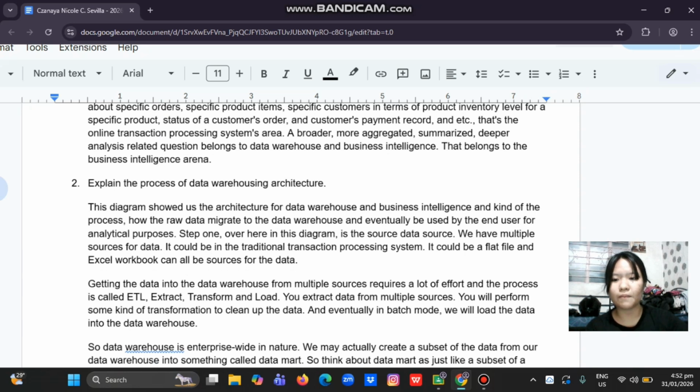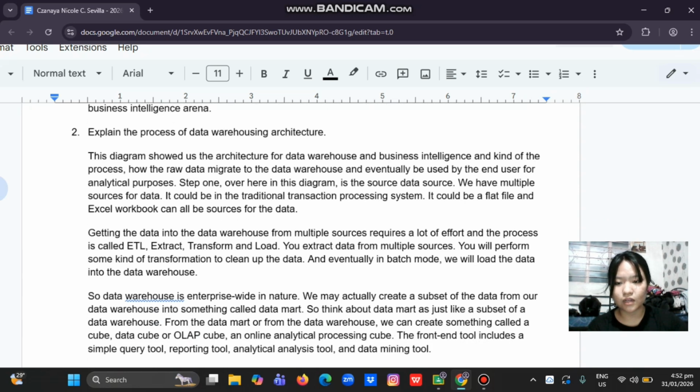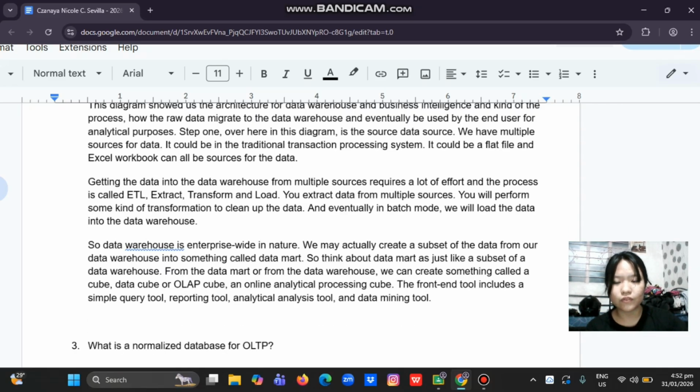Number two, explain the process of data warehousing architecture. This diagram shows us the architecture for data warehouse and business intelligence and the process: how the raw data migrate to the data warehouse and eventually be used by the end user for analytical purposes. Step 1, over here in this diagram, is the data source. We have multiple sources for data. It could be in the traditional transaction processing system, or it could be a flat file, and an Excel workbook can all be sources for the data.